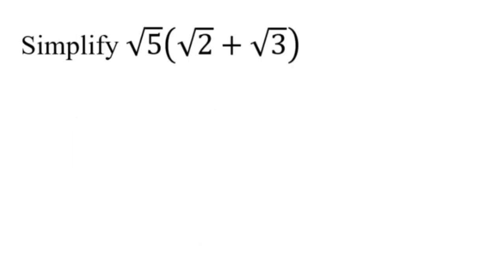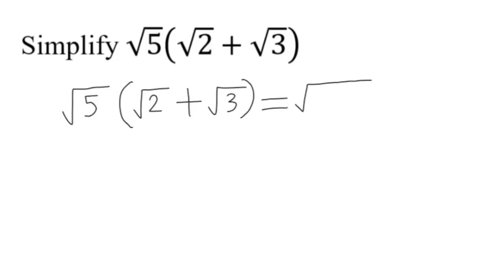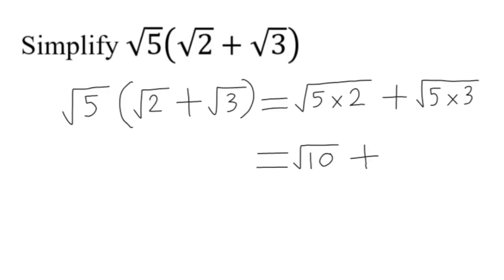Now, let's say we want to simplify the square root of 5 times the square root of 2 plus the square root of 3. Well, we multiply the square root of 5 with the square root of 2 and the square root of 3 independently, and this will give us the square root of 10 plus the square root of 15.